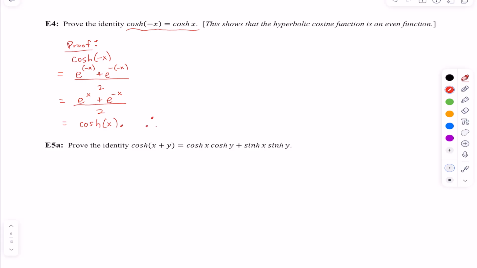By the transitive property of equality, we know that the hyperbolic cosine of the opposite of x is indeed the hyperbolic cosine of x.